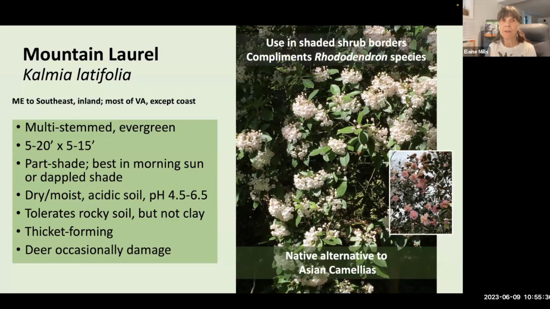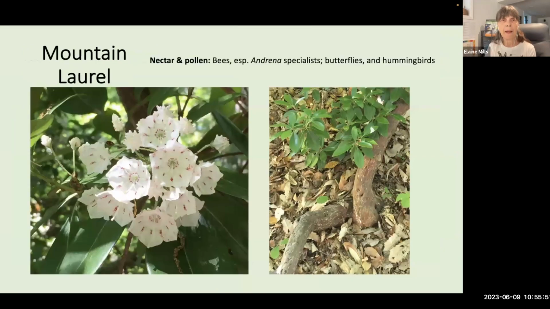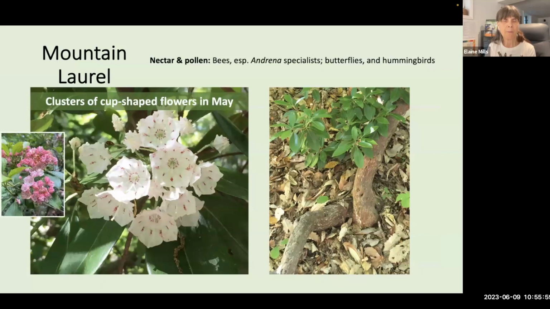And because it likes part shade, doing best in morning sun or dappled shade, I would recommend its use in shaded shrub borders. And because of its preference for acidic soil, it's an excellent complement to other native rhododendron species, rhododendrons and azaleas. Mountain laurel has clusters of cup-shaped flowers in May. They're either white, as you see here, or sometimes pink.